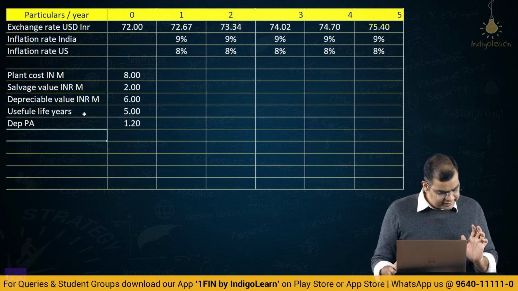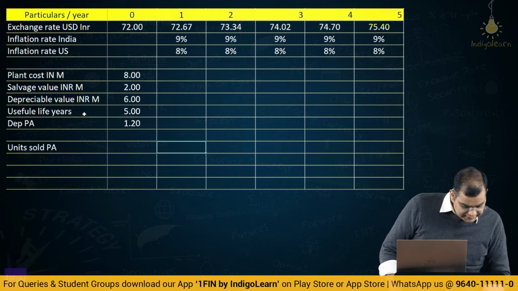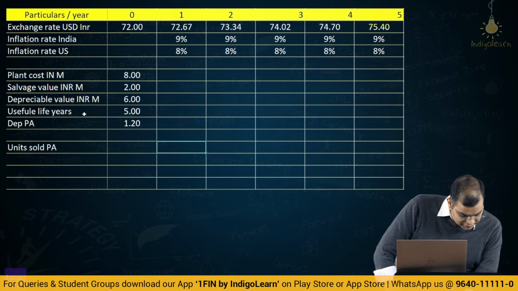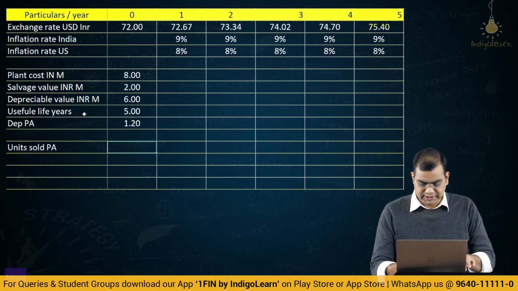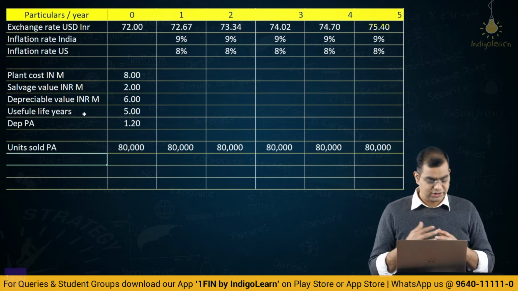Now we can go ahead and start working on the profitability statement and free cash flow, or what is CFAT. So units sold per annum. How much have they given? 80,000 at a price of 100 rupees per unit. Now will these prices also change? Here units sold is 80,000. Let me assume that all these are going to be like this. Units sold is very clear, there is no change in units sold.